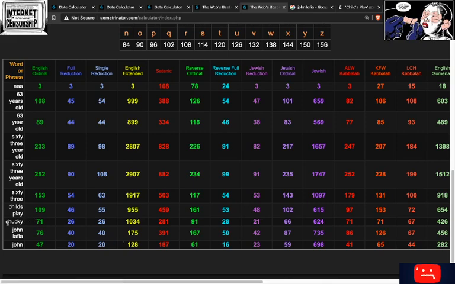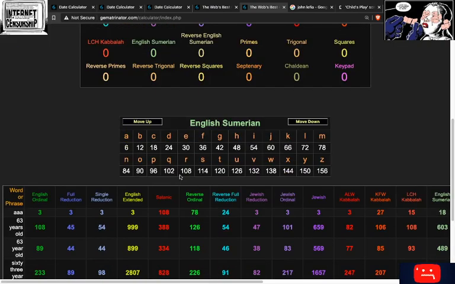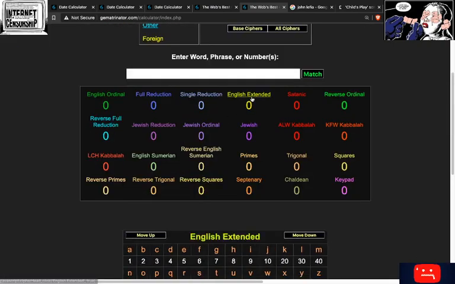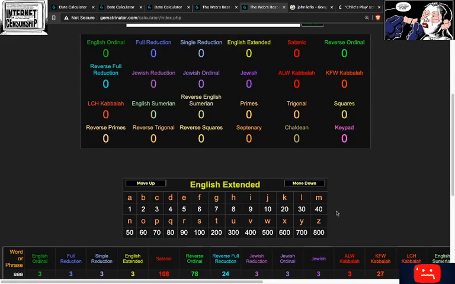134. Look at this. Chucky. Can't make it up, man. In English extended, so what English extended is basically our alphabet, but with the rules of Latin. So it's still A, B, C, 1, 2, 3, but J is the 10th letter, K's 20, L's 30, and it goes up by 10s.